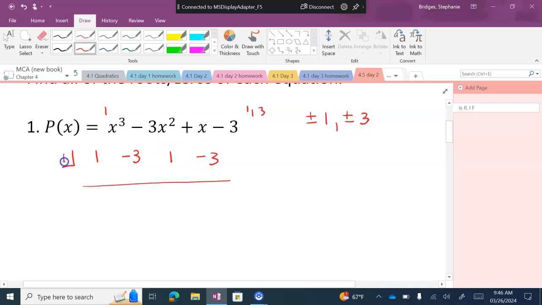And what I want you to do is start with positive 1. What we're looking for is we're going to work out this synthetic division. I need the remainder to be 0 if 1 is going to be a solution. If the remainder is not 0, that means 1 is not a solution, and we'll have to go again. Okay, so right now I want you to set up your synthetic division, divide it out with the 1, and see if you get a remainder of 0.